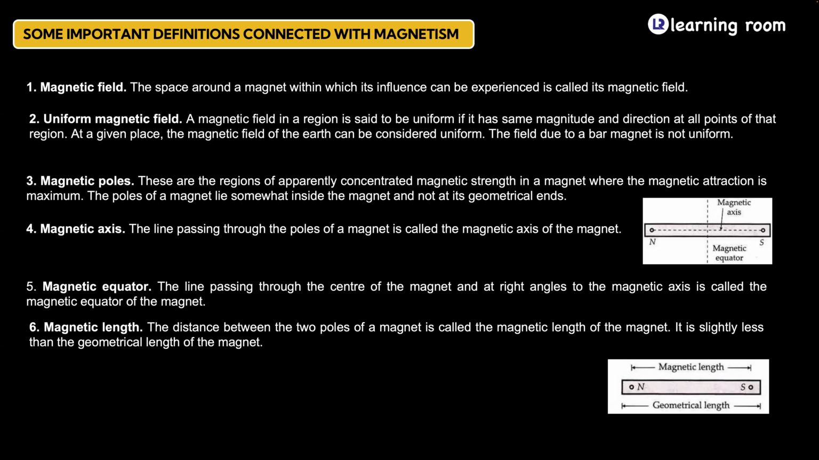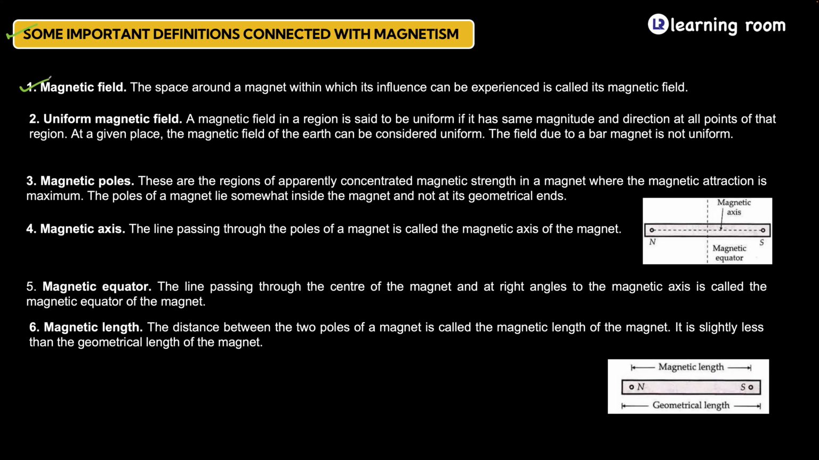So tell me, what were the concepts we saw in the previous class? So, basic properties of magnetism. Now what we'll do is we'll see some important definitions that are connected with magnetism. The first one is, let's see what is a magnetic field.